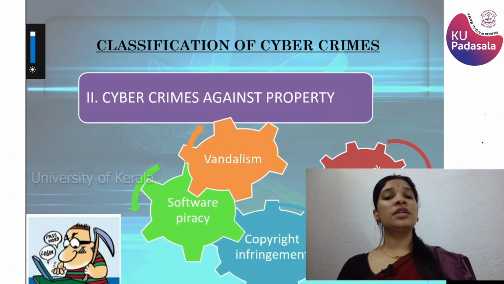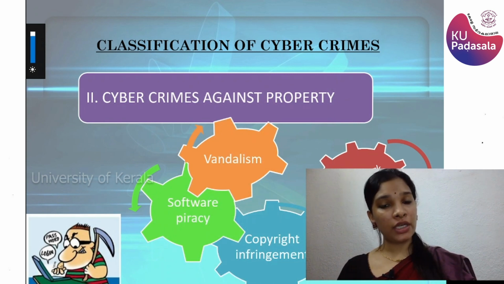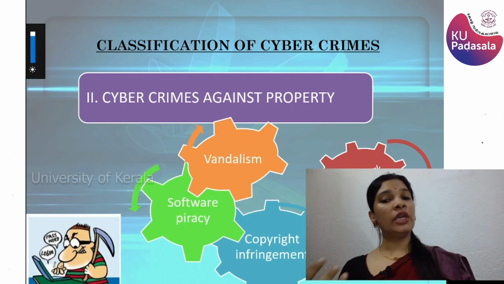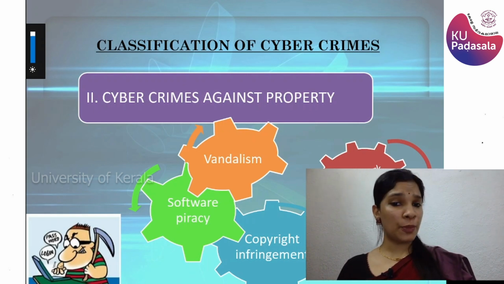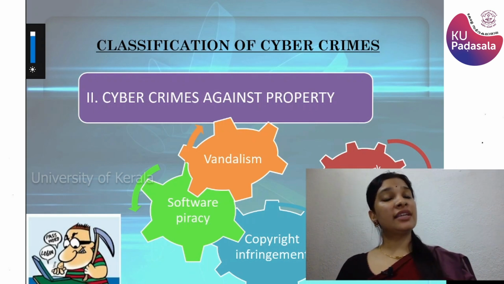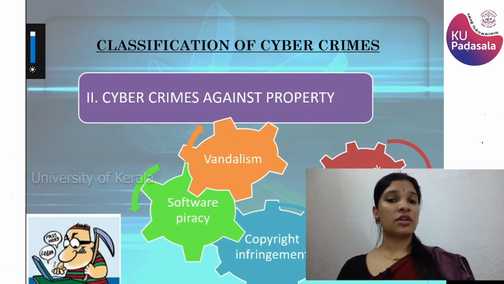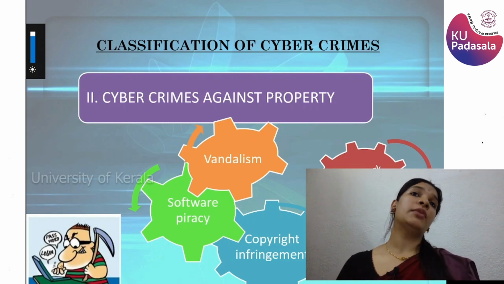Next comes crimes against property, which can happen even with respect to intellectual property. This includes vandalism of computers. That is one set of crimes against property. Another is intellectual property crimes, which include software piracy, copyright infringement, and trademark infringement.